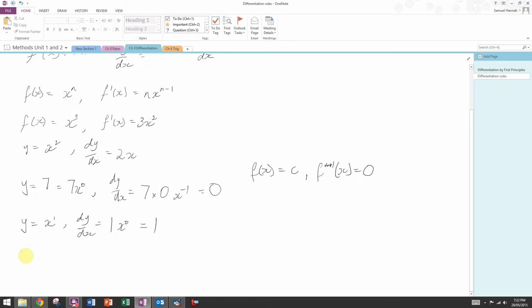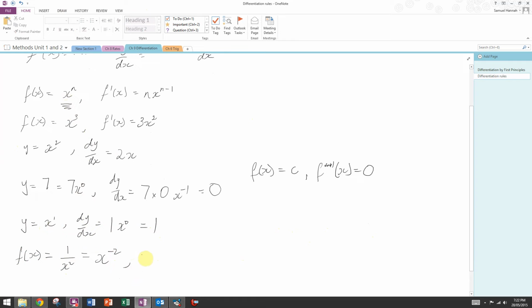Okay, one last example. So if we have our function, and perhaps our function is equal to 1 divided by x squared. Okay, now this one looks a little bit different. It doesn't just look like x to the power n. But it could look like that if we cleverly changed it to x to the power minus 2.